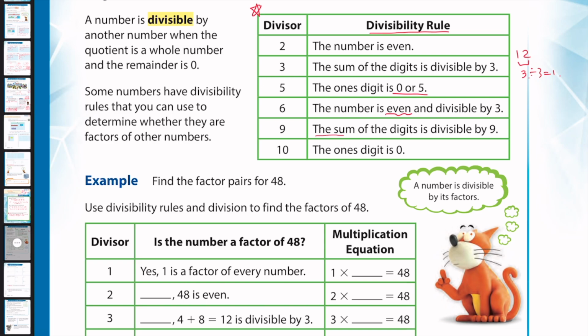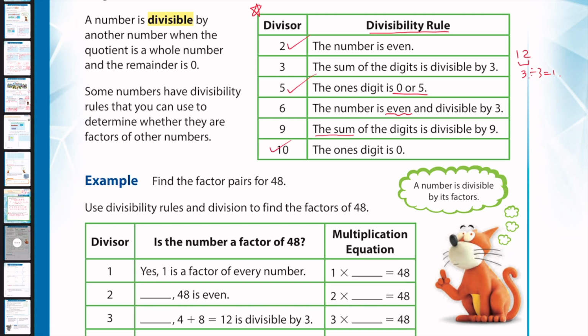All right, the divisibility rule of 9 is what? The sum of the digits is divisible by 9. We did it before, right? So for all the multiples of 9, when you add the digits, the sum of digits is 9. Okay, and the rule for 10 is what? The ones digit is 0. We all know this one. This is easy.